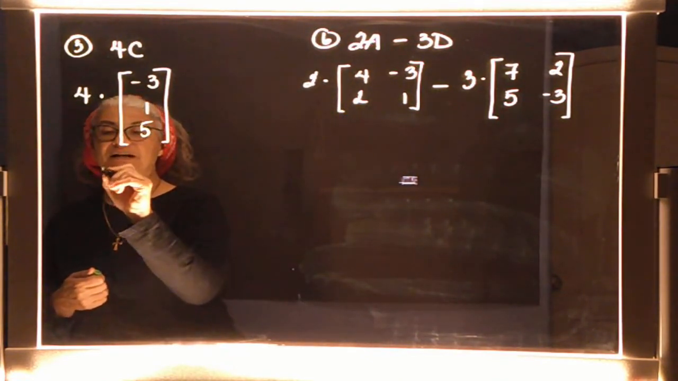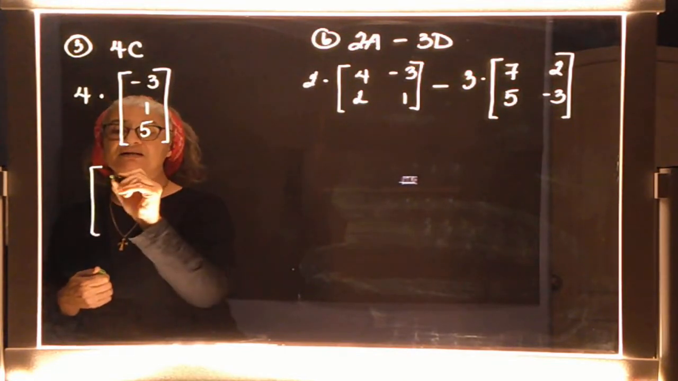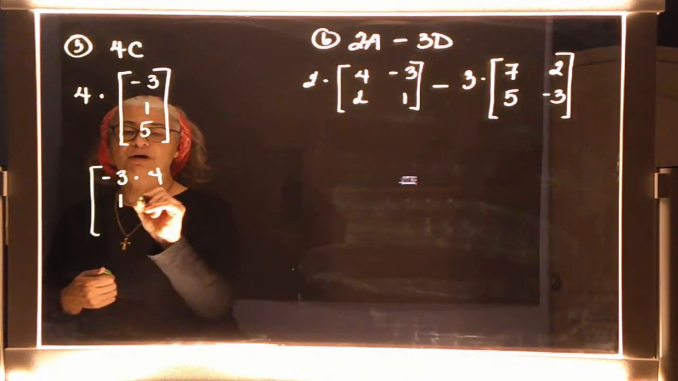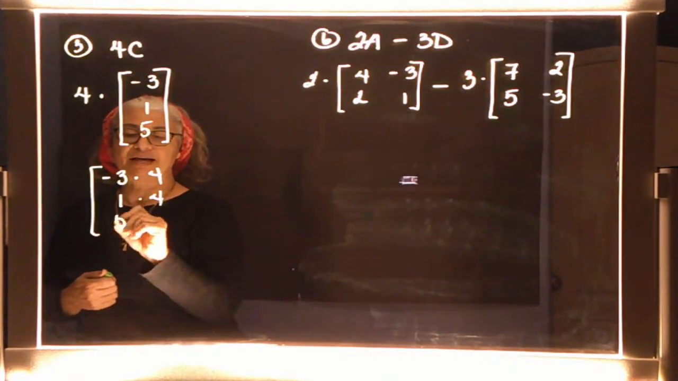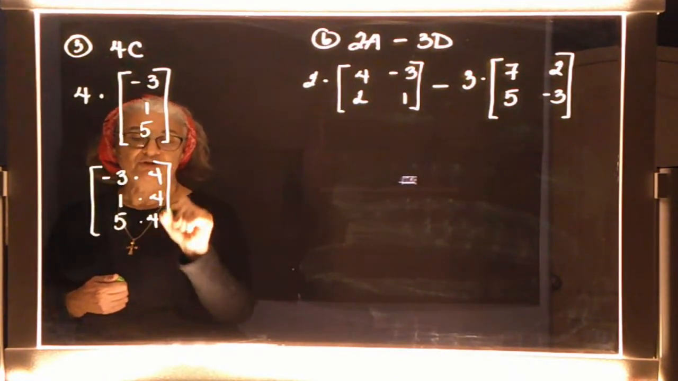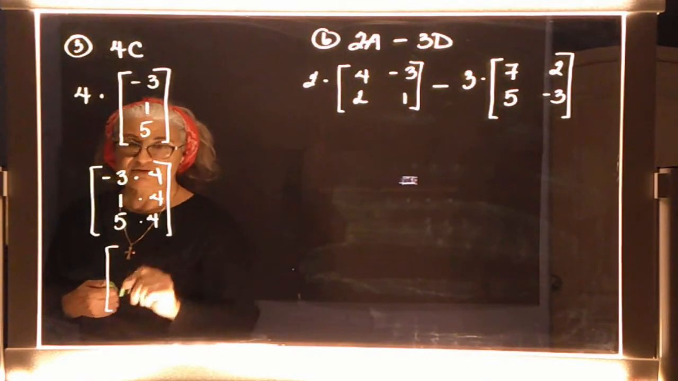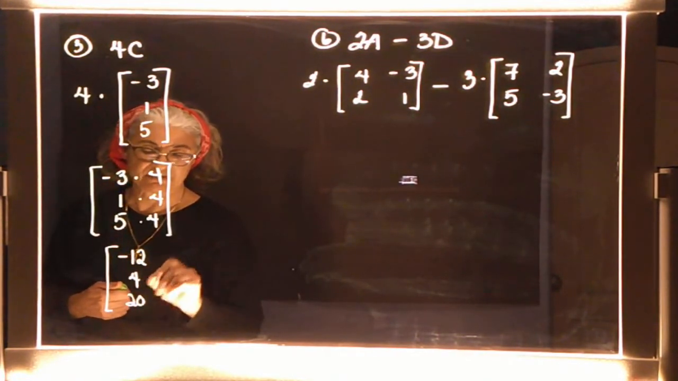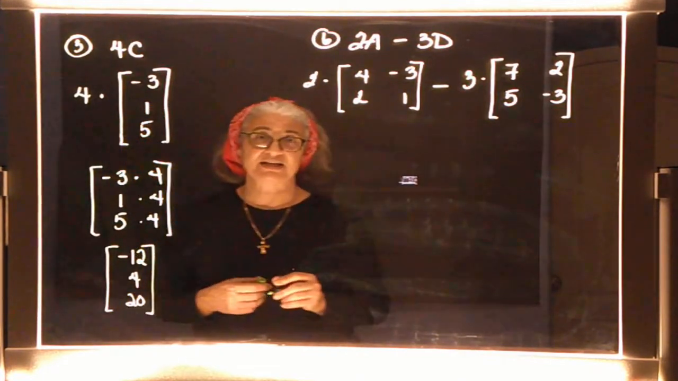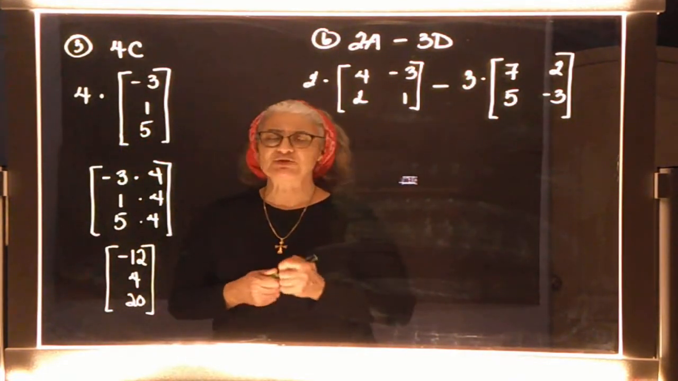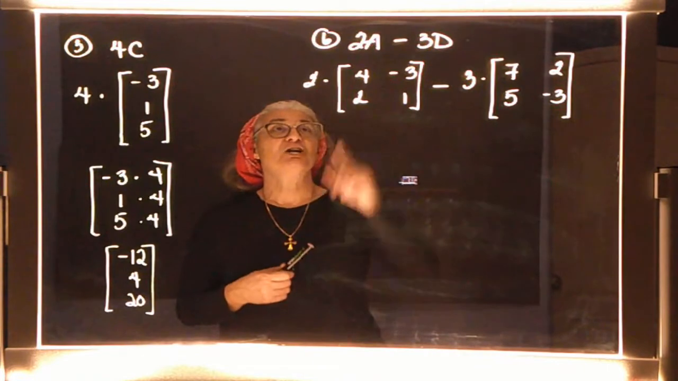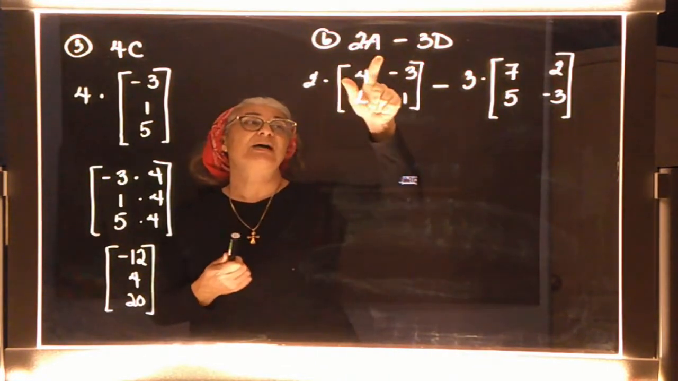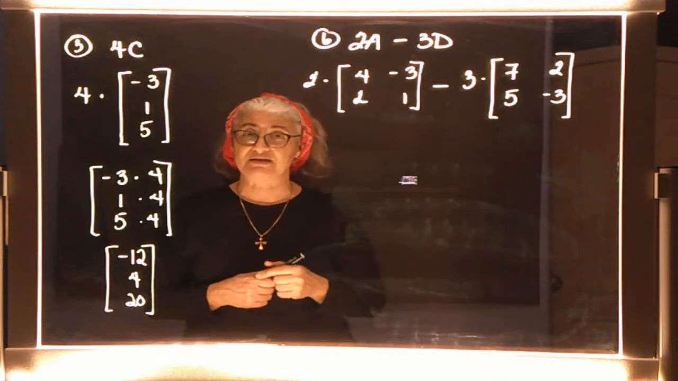So that means I am going to have in matrix C -3 times the 4, and then 1 times the 4, and 5 times the 4, which will give me -12, 4, and 20. Does that make sense? Good. Yeah, don't think too deep about it. Look at number 6. Now notice, it's asking me to do 2a minus 3d.